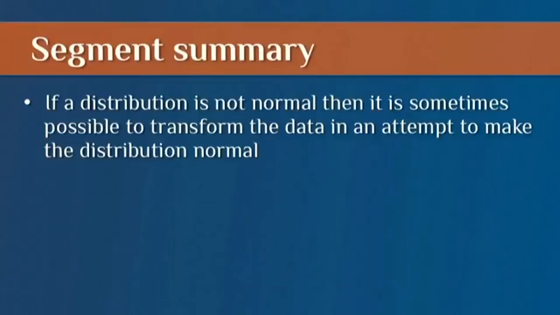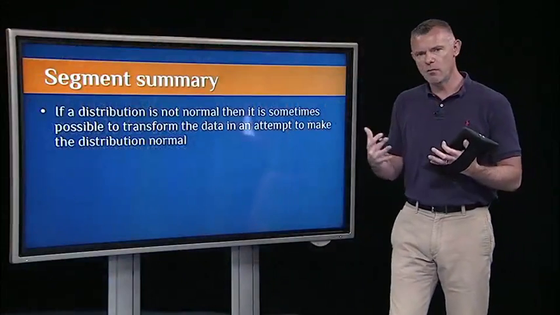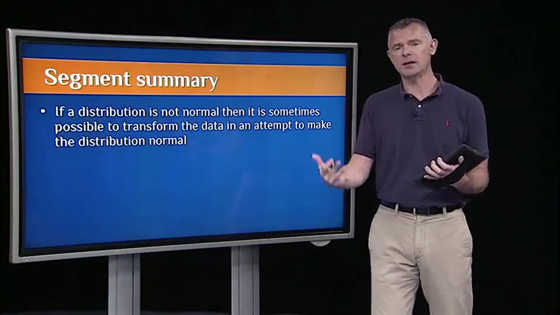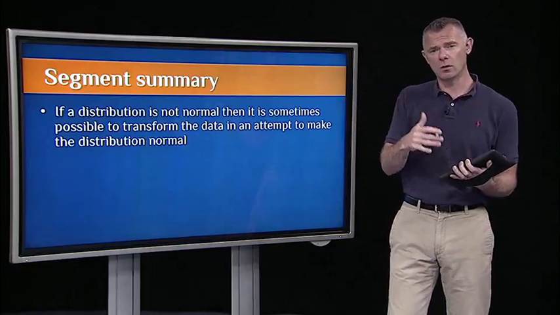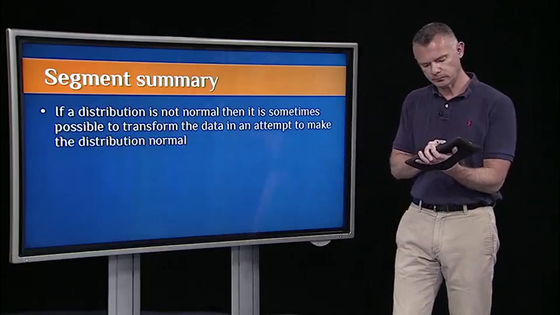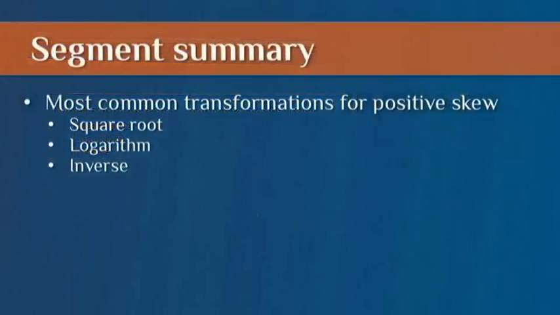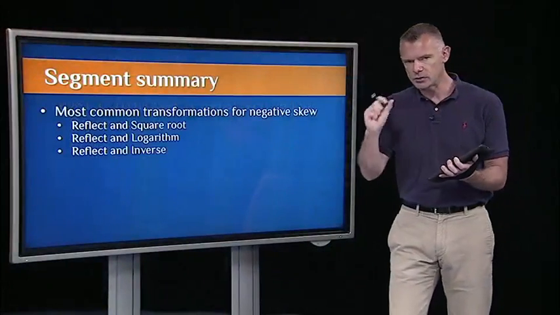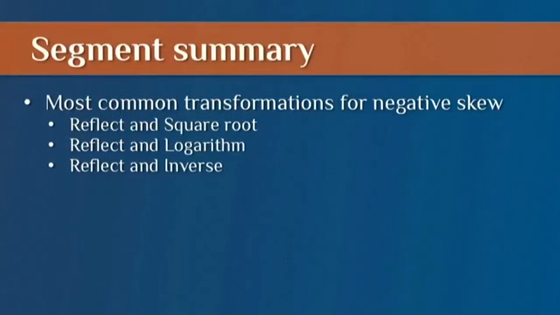To summarize this segment, oftentimes you'll look at a distribution and say, that doesn't look quite normal, and you might look at the summary statistics and see that you have a skew value greater than 3 or a kurtosis value greater than 10. You might want to apply a data transformation to see if you can make it look more normal, which will allow you to apply the statistical procedures that we've covered in this course. Again, the most common transformations are the ones I showed you: square root, log, and inverse. And for negative skew, you just reflect and then apply those same transformations.